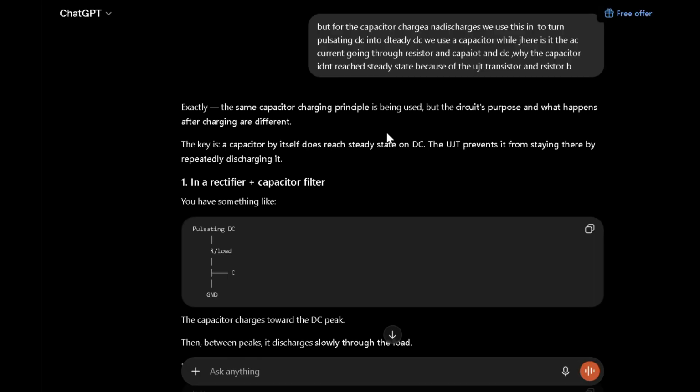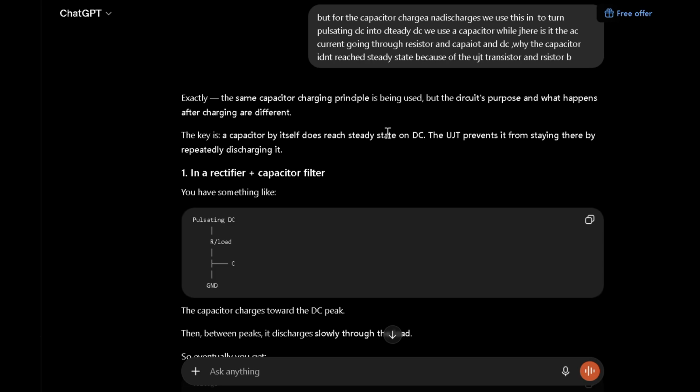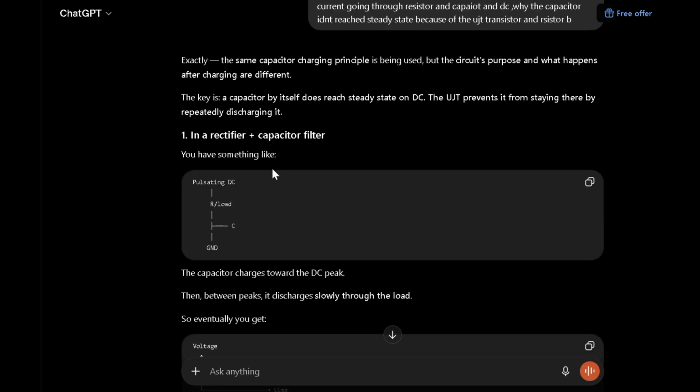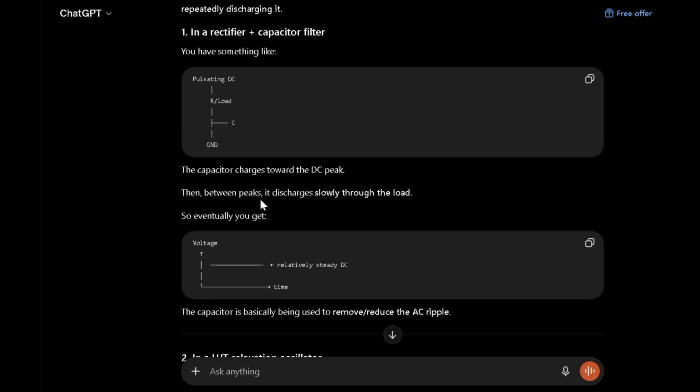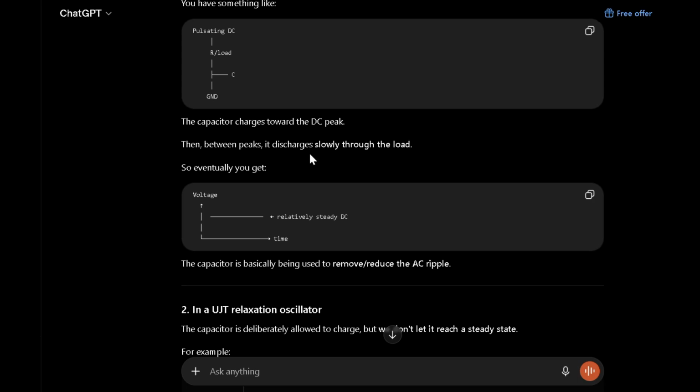But an important correction: the circuit purpose and what happens are often different. The key is that a capacitor by itself reaches steady state on DC. The UJT prevents it from staying there by repeatedly discharging it, unlike a rectifier plus capacitor filter. So here this is a pulsing DC. This shows how pulsing DC comes to steady DC. At these peaks it discharges slowly through the load, so eventually we get a relatively steady DC.